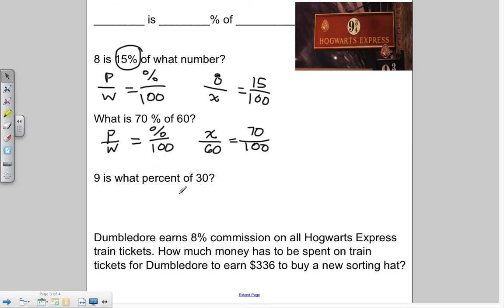Finally, same thing. If I do part to whole, I've got 9 out of 30. What percent is x out of 100? And then I cross multiply to solve.